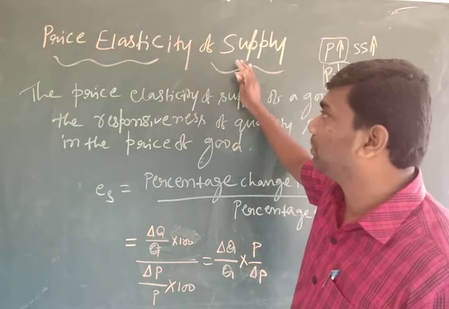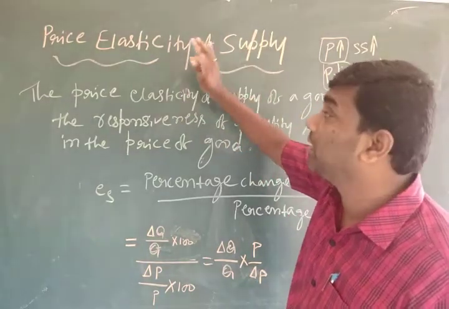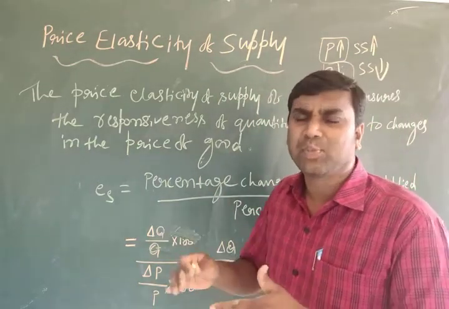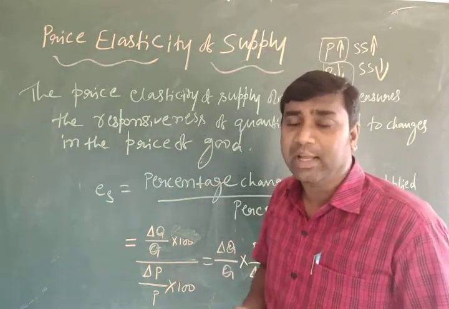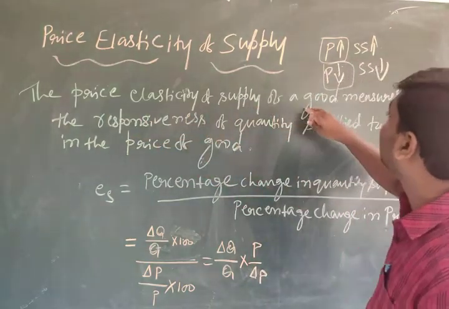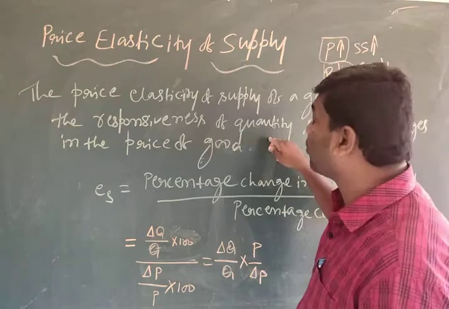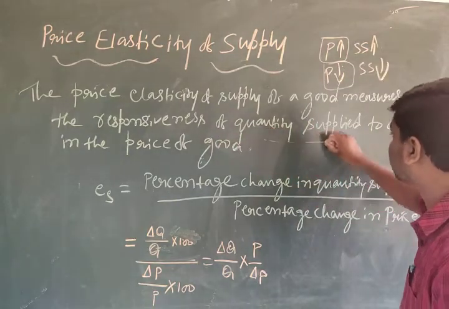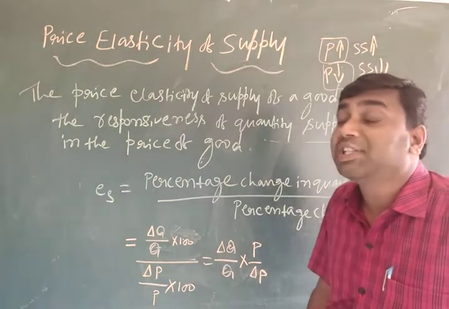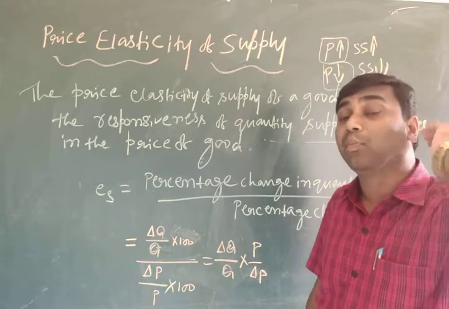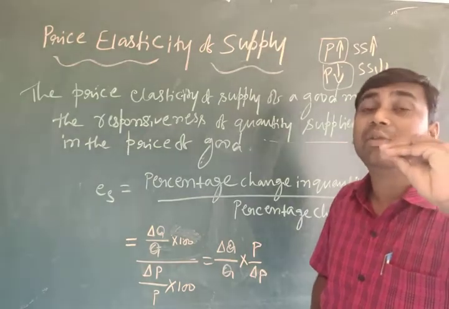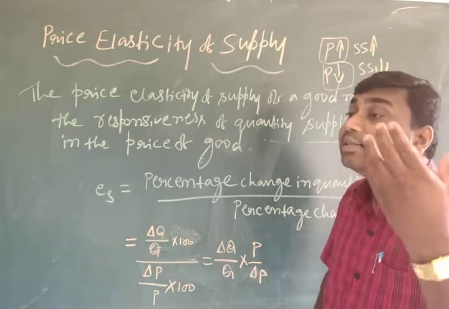Price elasticity of supply refers to the responsiveness of the supply to the change in price. Responsiveness of the quantity supplied to the change in the price level. In other words, the price elasticity of supply of a good measures the responsiveness of quantity supplied to change in the price of the good. Sometimes, if there are small changes in price, definitely there will be more changes in the quantity of supply. If the price is increased, supply also increases. If the price is decreased, supply also decreases.